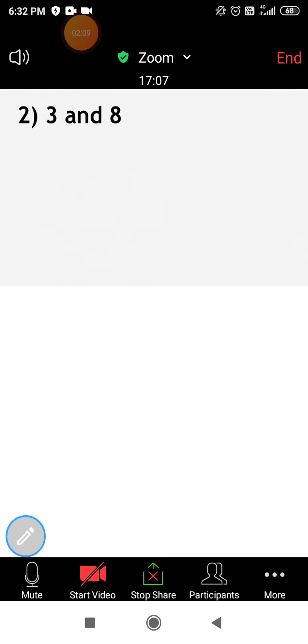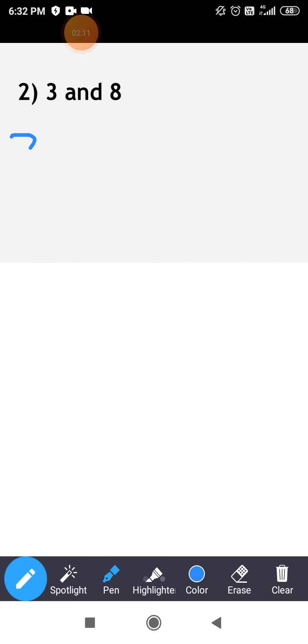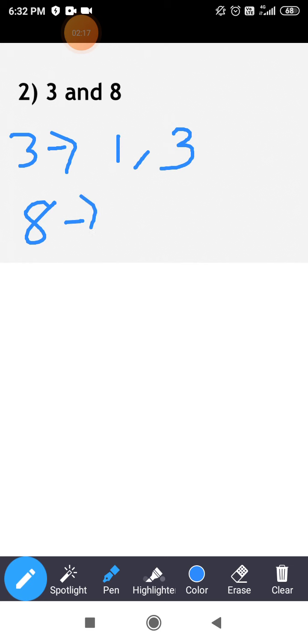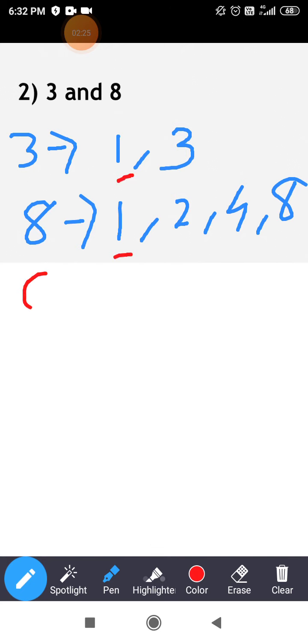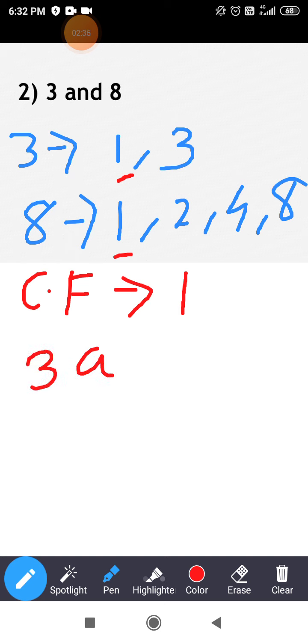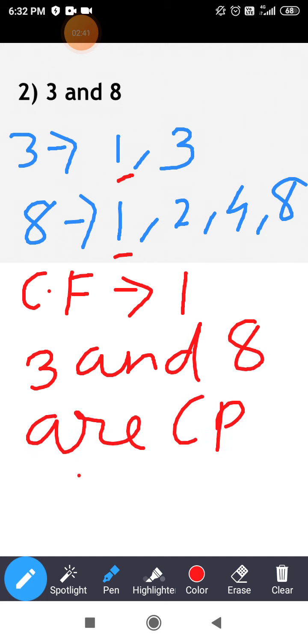We now have 3 and 8. The factors of 3 will be 1 and 3 only because it's a prime number. Factors of 8 will be 1, 2, 4 and 8. What are the common factors? See students, we have only 1 as the common factor between 3 and 8. So now we can say that 3 and 8 are co-prime numbers. They are co-prime numbers. Understood? Because they have only 1 as the common factor.